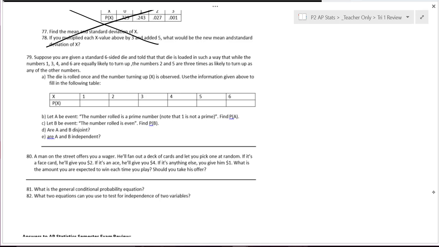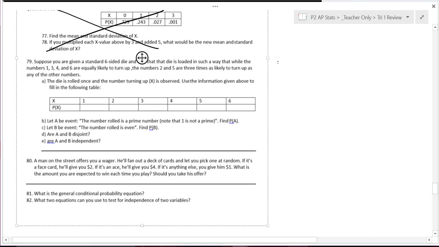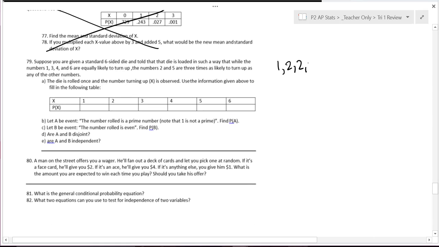I'm just going to write out the sample space. I'm going to call this 1, 2, 2, 2, 3, 4, 5, 5, 5, 6. So we have 10 outcomes. The probability of 1 is going to be 0.1 or 1/10. The probability of 2, this happens 3 times, so 0.3. Then 0.1, 0.1, 0.3, 0.1. And again, they all add up to 1.